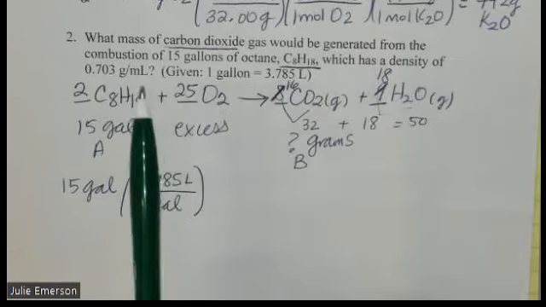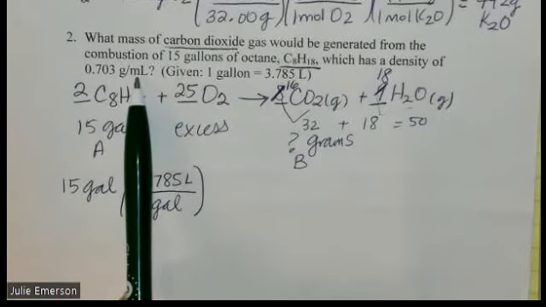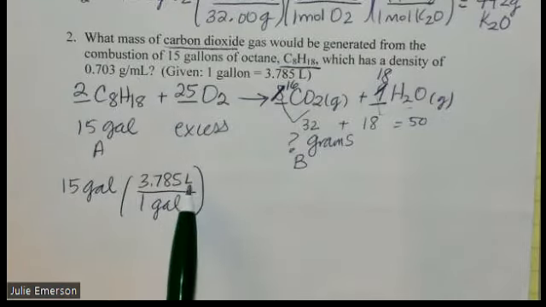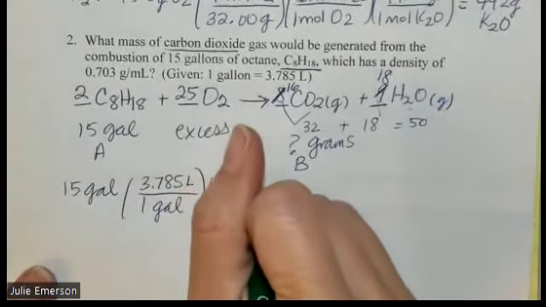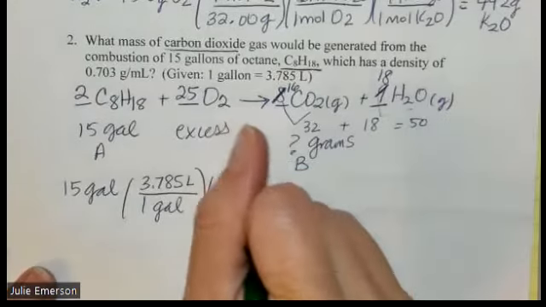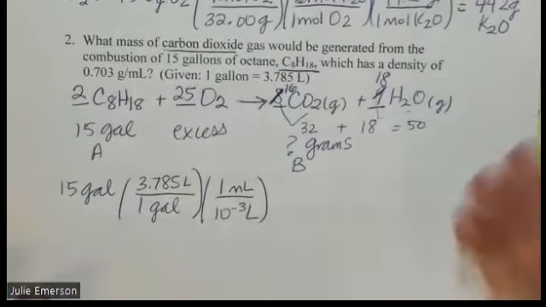Well, I see that there's this density that's given to me, and I wouldn't give you something unless you need it. So I'm going to go in this direction. I'm going to go to milliliters. I have a unit of liters, so I'm going to get it into milliliters. So 1 milliliter is 10 to the negative 3 liters. Again, if you prefer 1,000 milliliters is 1 liter, that also works.